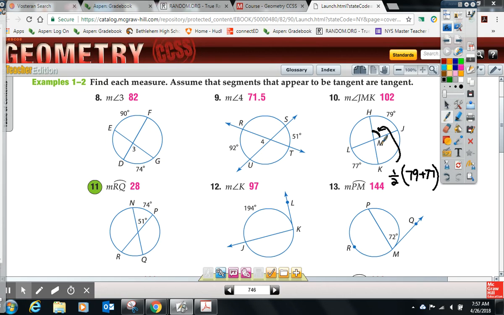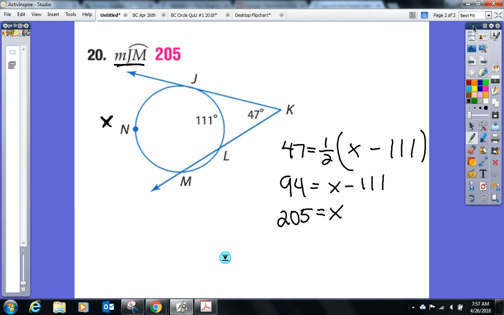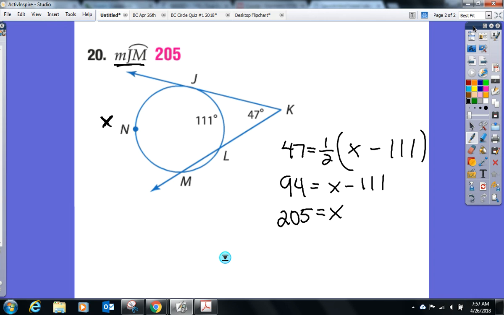More questions? Anything else here? Tomorrow's quiz. Before I get to quiz 1, did I show you yesterday the setup or no? Nope? Okay, good.